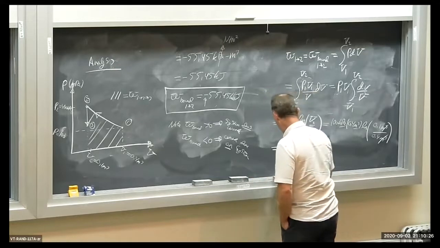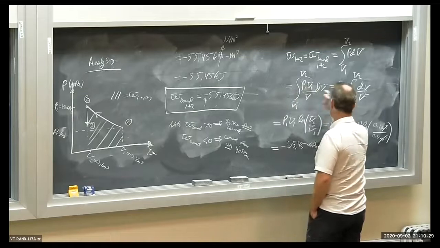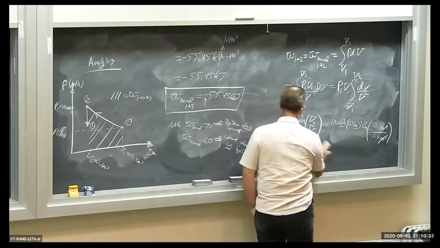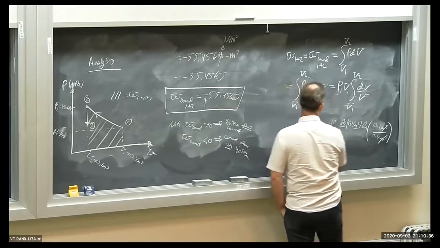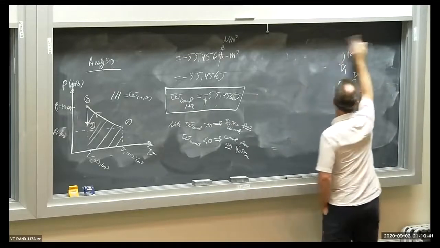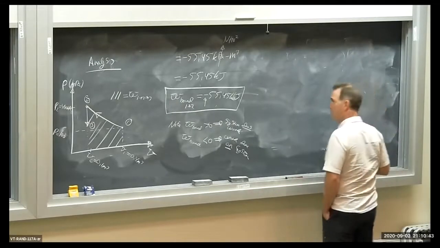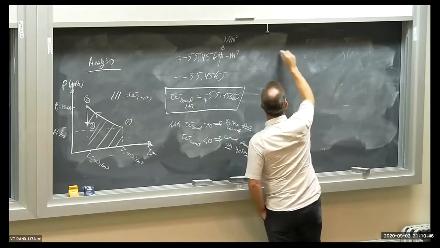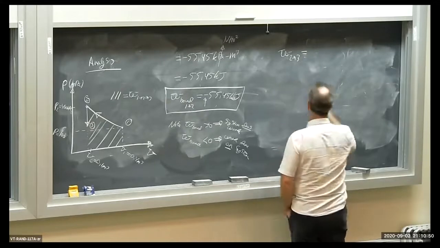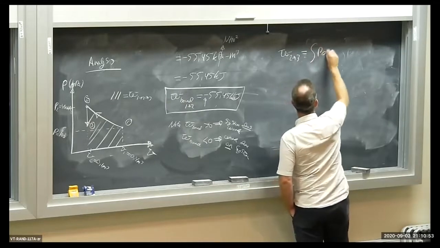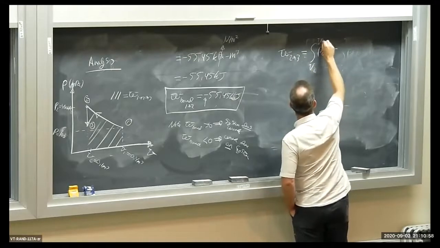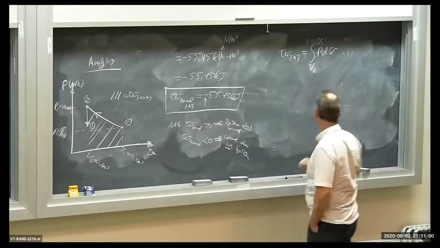And we did that by actually evaluating the integral. Work is the integral of P dV. Now let's calculate the work for process 2 to 3. Let's write the integral. It's equal to the pressure times dV from V2 to V3.